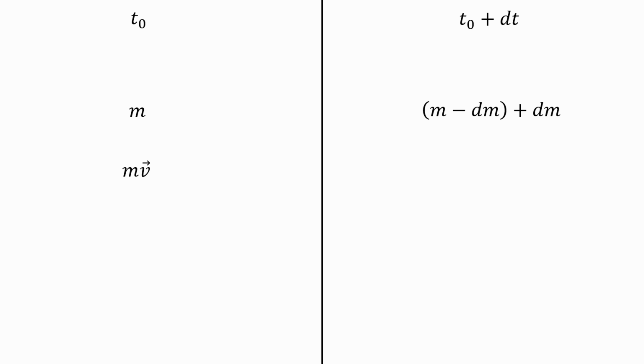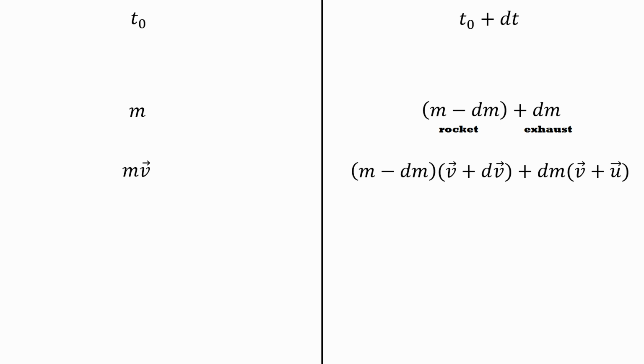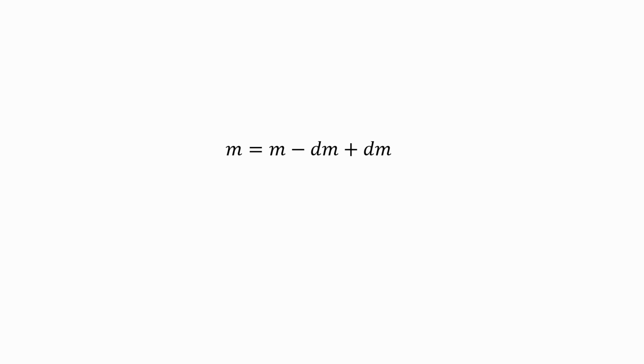The overall mass of the system at time t0 plus dt is m minus dm plus dm. This is the result of the summation of the rocket and the exhaust. The overall momentum of the system at time t0 plus dt is this more complex expression. Again, this results from both the rocket and the exhaust. Let's equate left and right hand terms. This is the conservation of mass. As we can see, it's trivial, being nothing more than an identity.